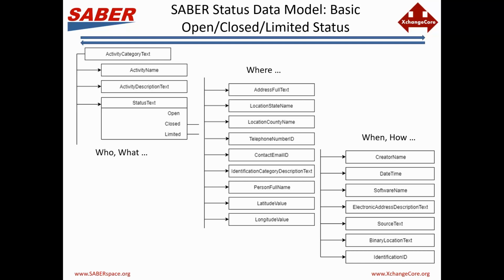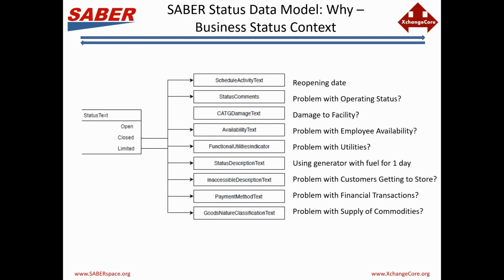And again, a real key is that SABER does not require a business to submit all this information. A business gives us what they want to give us, and the technology matches it up with this data model. No obstacles for a business. That's the mantra. So that's the left-hand column, the open, closed, limited status.